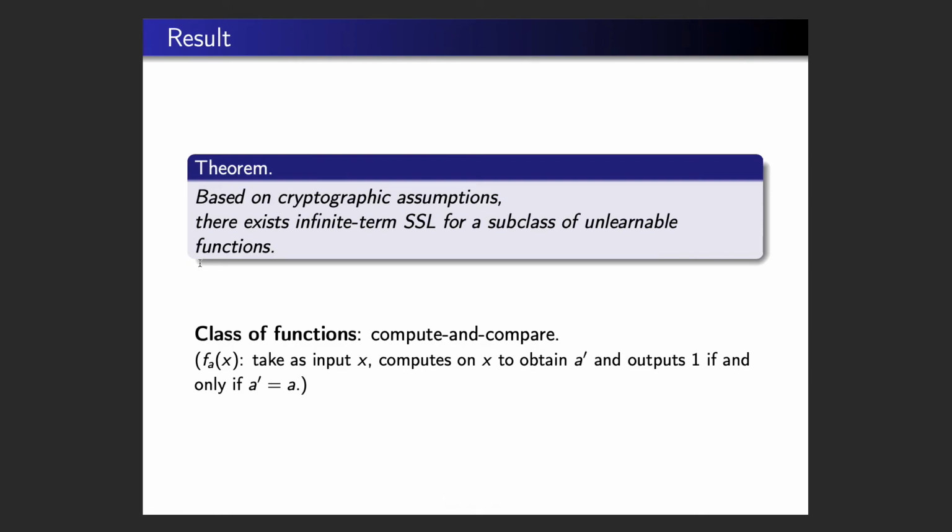So we construct the stronger notion of infinite term secure software leasing for some subclass of unlearnable functions based on cryptographic assumptions. If you're interested, the class of functions we consider is what is called compute-and-compare. As the name suggests, the functions are such that you do some computation and then you compare the output of the computation to something, and based on that you decide to either output 0 or 1. In the remaining time I have, I'm going to focus on the impossibility of copy protection.